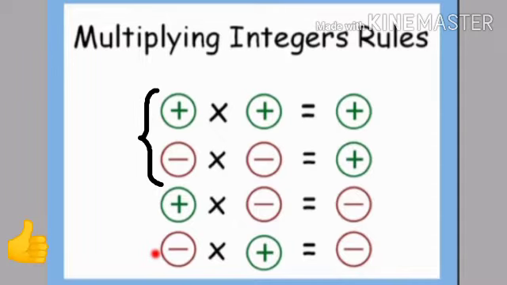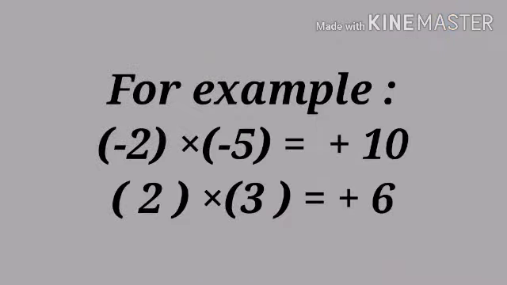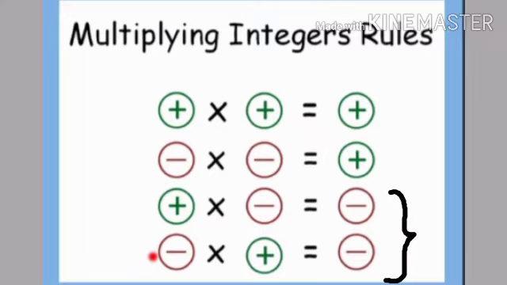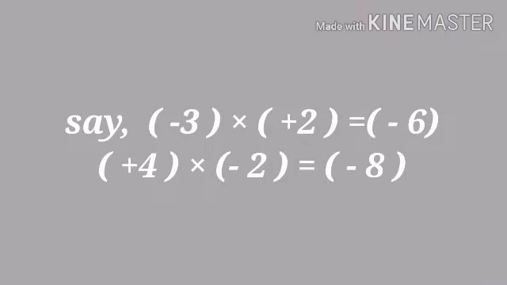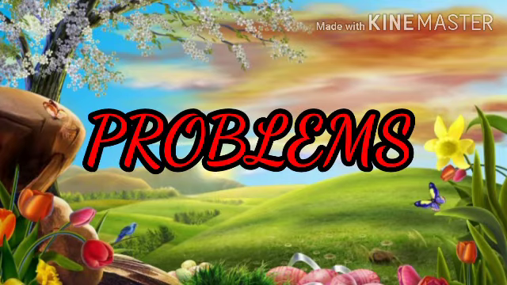Dear students, I will give you a thumb rule which will be helpful in multiplication of integers. Listen carefully. Multiplication of any 2 integers of the same sign, whether they may be positive or negative, always gives a positive integer. For example, minus 2 into minus 5 is equal to plus 10, plus 2 into plus 3 is equal to plus 6. And multiplying 2 integers of different sign always gives a negative product. Say, minus 3 into plus 2 is equal to minus 6 and plus 4 into minus 2 is equal to minus 8.